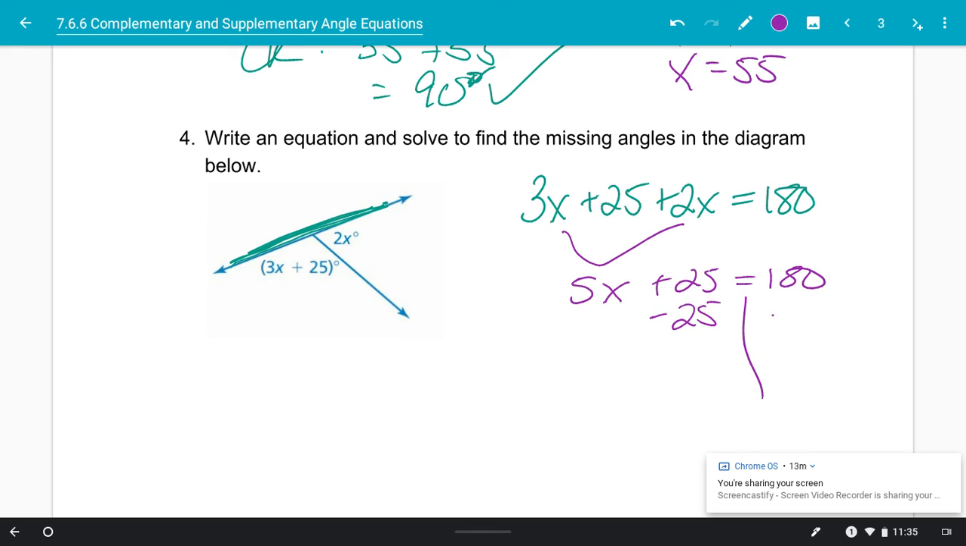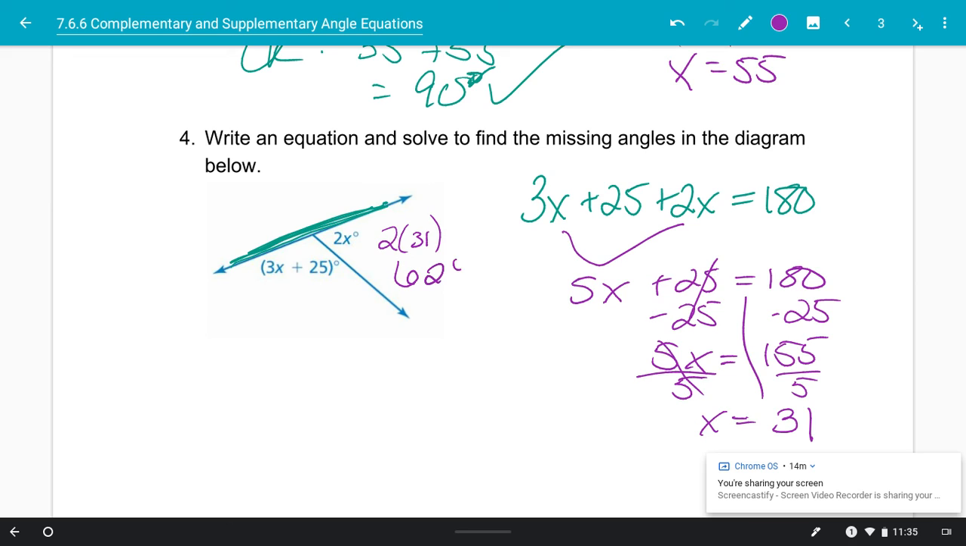We're going to subtract 25 on both sides to get 5x is equal to 155. This will divide very nicely to get us x equals 31. Now, that is again just my value for x. I need to go back into my angles to find out the actual degree measurement. So the first angle here is going to be 2 times 31, which is going to give us 62 degrees. For my next one, I'm going to do 3 times 31 plus 25. 3 times 31 is going to give us 93, and then adding that 25 gives us 118 degrees. So we've got our two angle measurements.